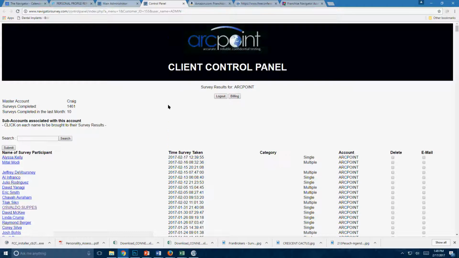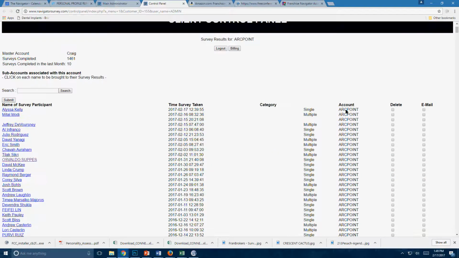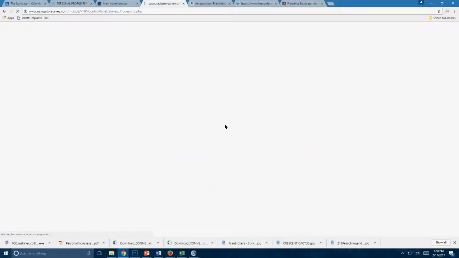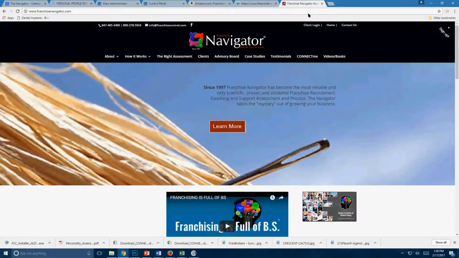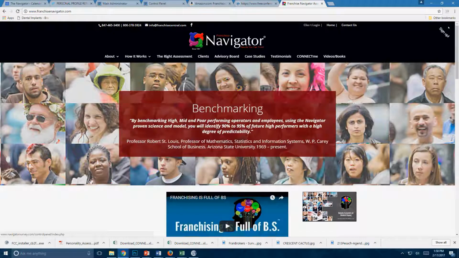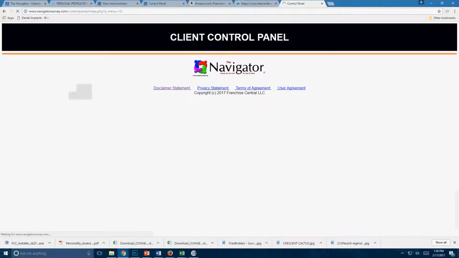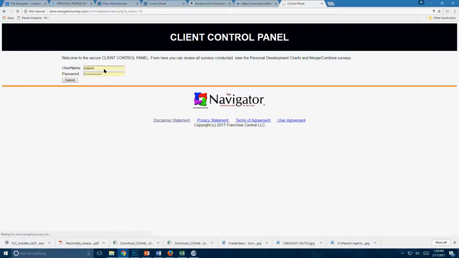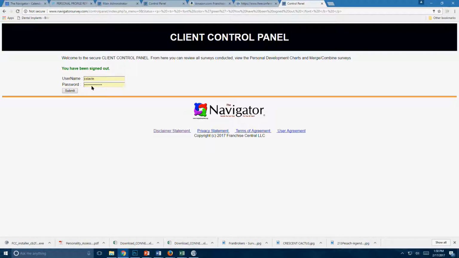Here we go. Okay, so you will have your own control panel, just the same way that ArcPoint has theirs, and you'll receive, if you haven't already, an email that has your username and password. So you'll go up here to Client Login, and if you click on that, that'll bring up the entryway to the control panel. You insert your username and your password there.